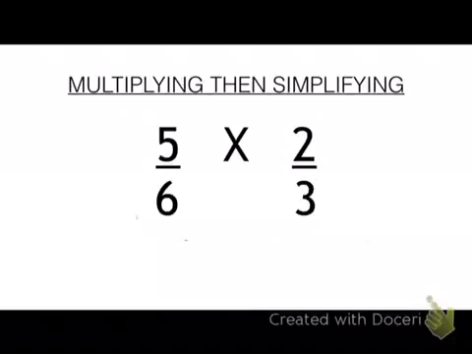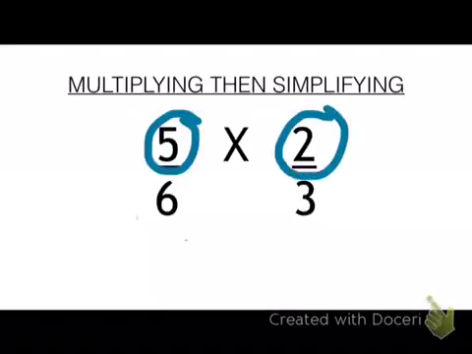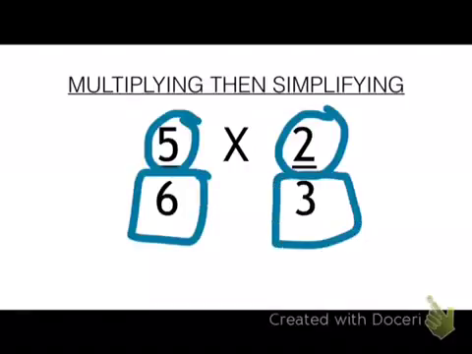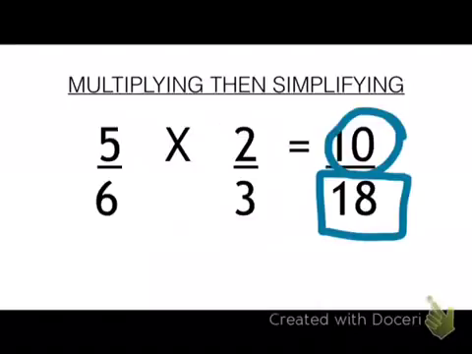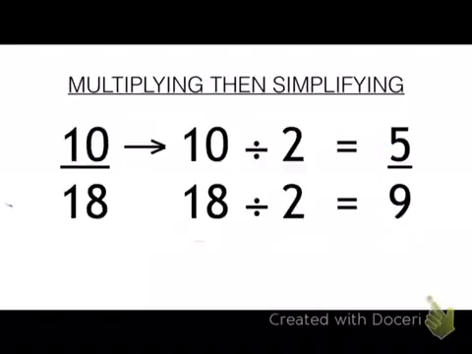Next, we are going to look at multiplying 5 over 6 times 2 over 3. Step 1. We multiply the numerators, which will be 5 times 2. Step 2. We multiply the denominators, which will be 6 times 3. So, 5 times 2 is going to equal 10, and 6 times 3 will equal 18. So, your answer will be 10 over 18.